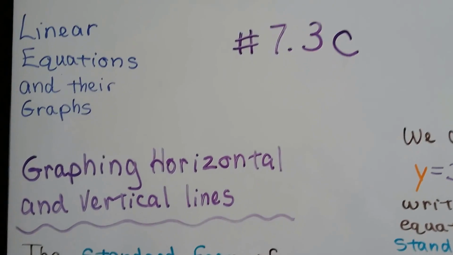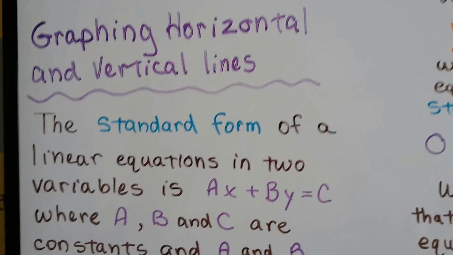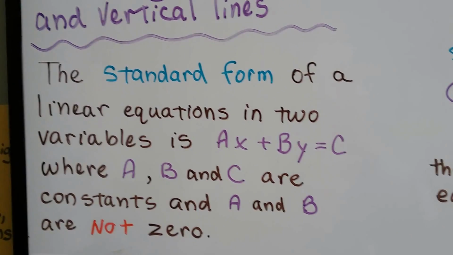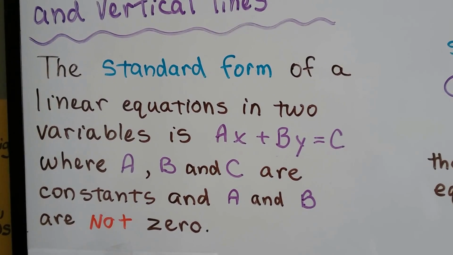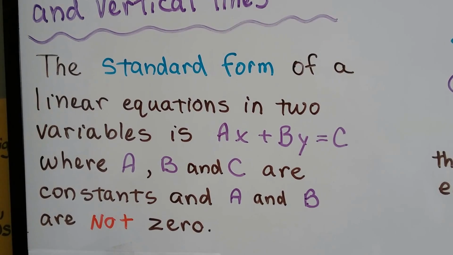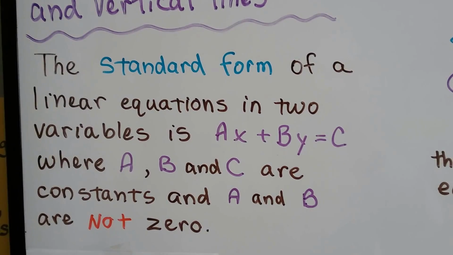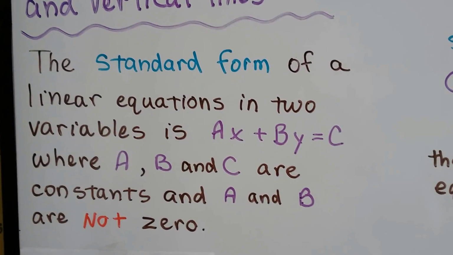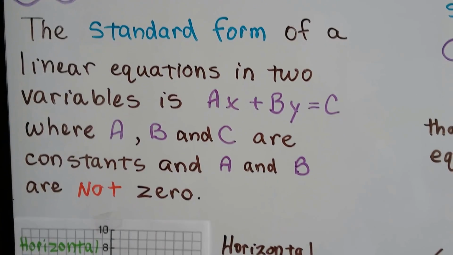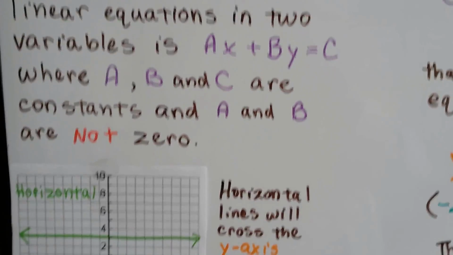7.3c, graphing horizontal and vertical lines. The standard form of a linear equation in two variables is ax plus by equals c, where a, b, and c are constants, and a and b are not zero. So that would be standard form.